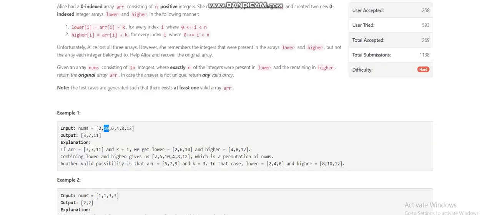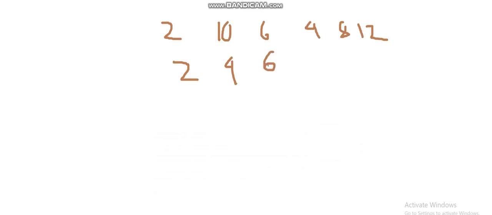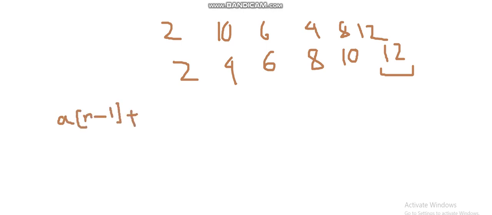Let me copy this thing first. This is the nums array: 2 10 6 4 8 12. After sorting, it will become 2 4 6 8 10 12. I previously told you that the maximum element of the array is 10, but I mistook it. The maximum element of the array will be 12, which will be a of n minus 1, plus k. Now we traverse on this array from this index to this index, right?